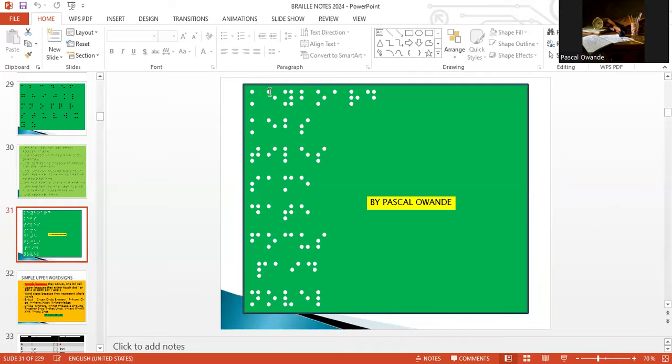We have dot 1, dot 5, that is letter E. Then we have dot 1, dot 3, dot 4, dot 5, and dot 6, letter Y. Then dot 1, dot 2, letter B. Then we have dot 1, dot 3, dot 5, letter O. Dot 1, A. Dot 1, dot 2, dot 3, dot 5, letter R. And then finally we have dot 1, dot 4, dot 5, letter D.